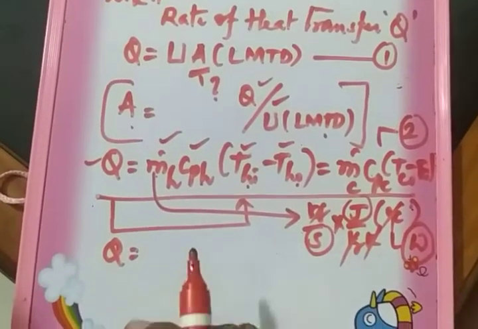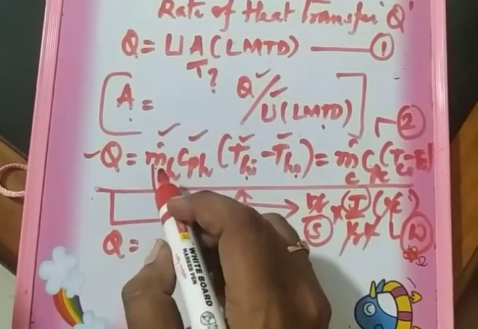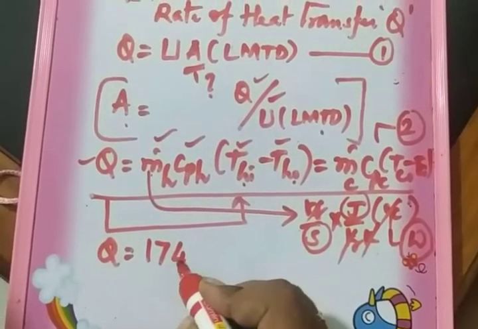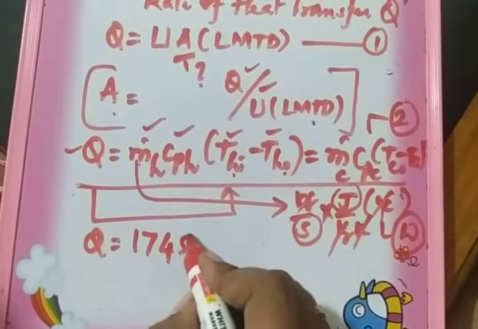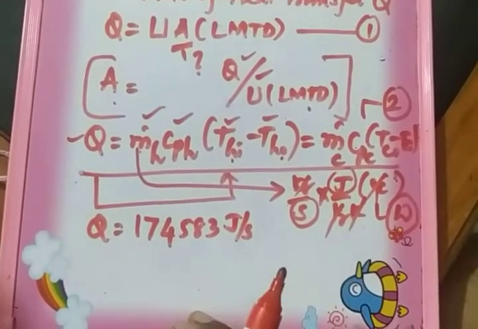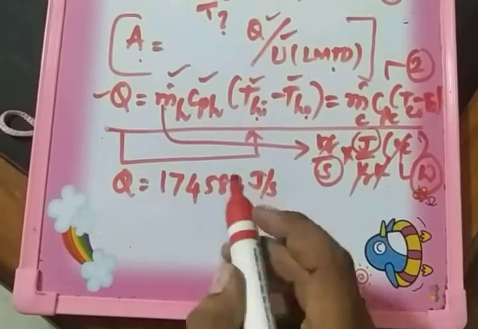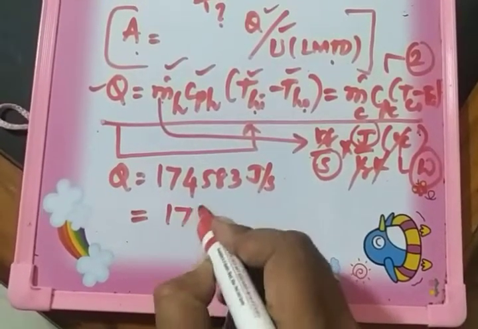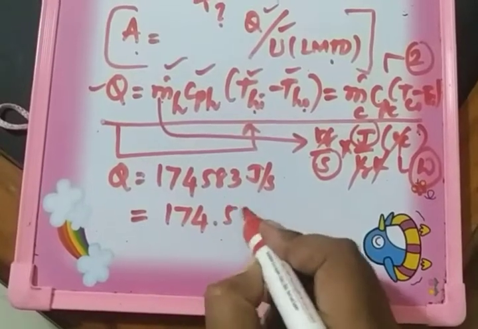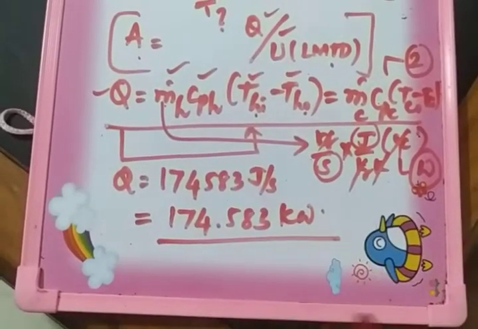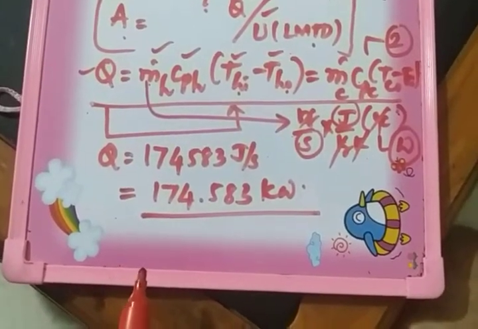Once you substitute all these values, you will see that the value of Q comes out to be 174,583 joules per second. As I already told you, joules per second is nothing but watt. So this is nothing but 174.583 kilowatts. That is the value of Q that we are going to get.